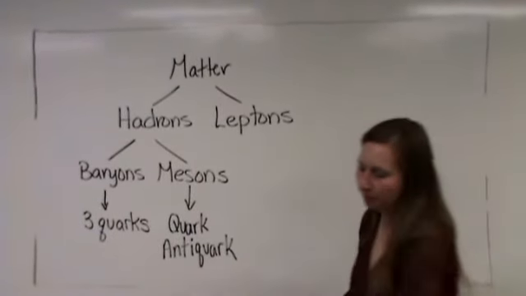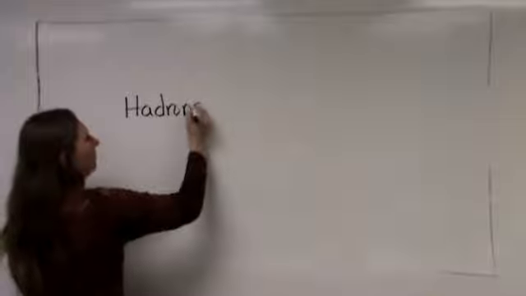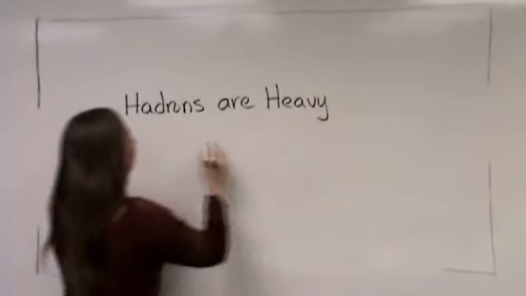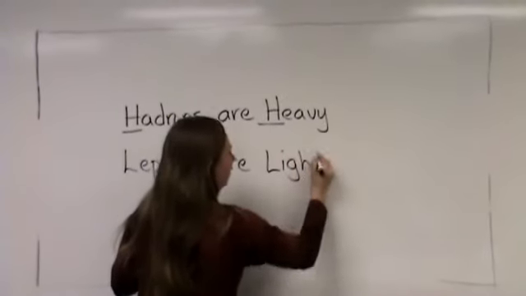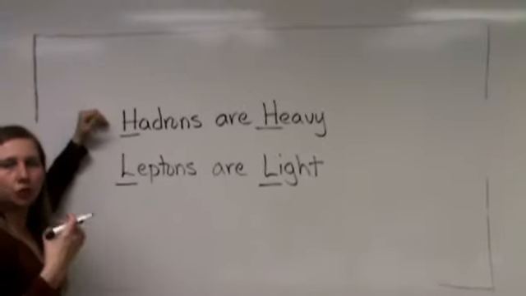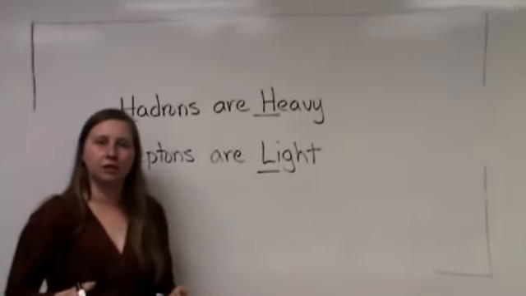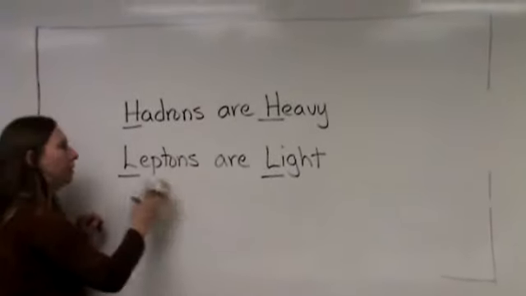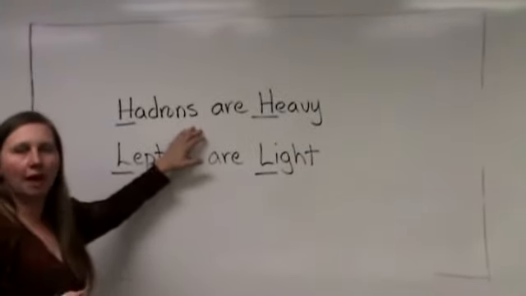All right, now let's look at some more information that we should know about hadrons, leptons, baryons, and mesons. First of all, I'd like you to remember that hadrons are heavy. H, hadrons are heavy, and leptons are light. Now, why is this? Well, one rudimentary explanation would be that hadrons are made out of smaller particles called quarks and antiquarks. So the hadrons would be heavier because they're made out of smaller basic particles, smaller elementary particles. Leptons are light because they are themselves elementary particles. They are not made out of any smaller particles. And again, in general, hadrons are heavy, leptons are light.